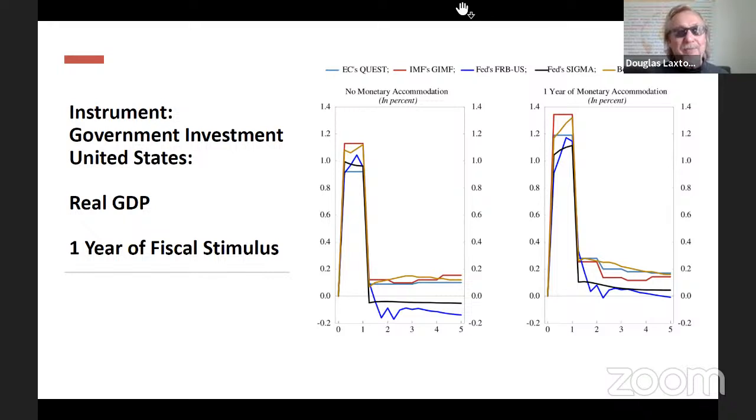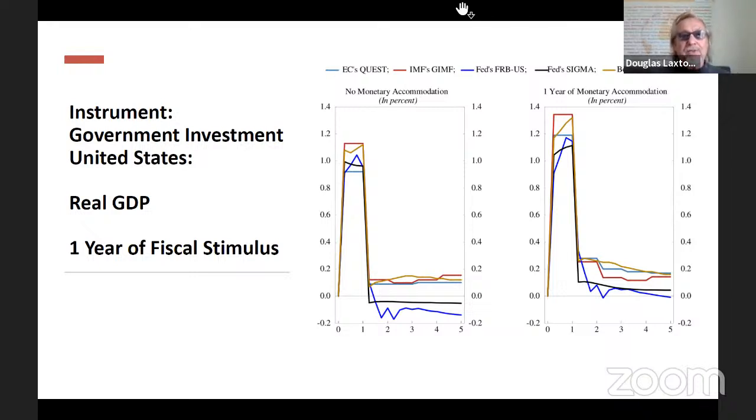Okay, so if you think of GDP as being aggregate demand determined, then it would be 1%. So the question would be then, is it bigger than that or smaller than that? And so you can see in some of the models, when you don't have any monetary accommodation, in other words, when you'd be raising interest rates, you're going to get approximately 1%.